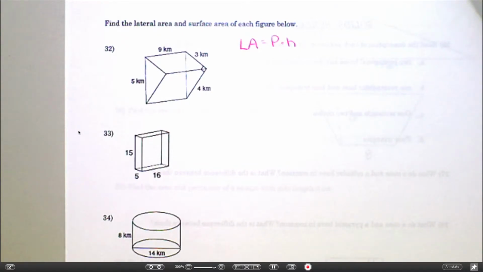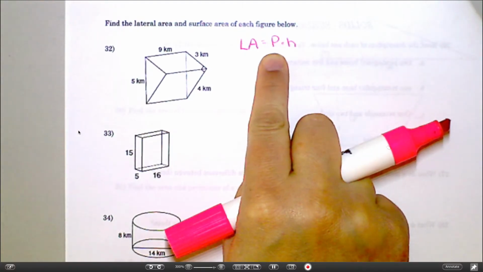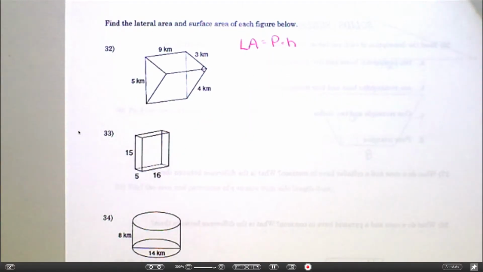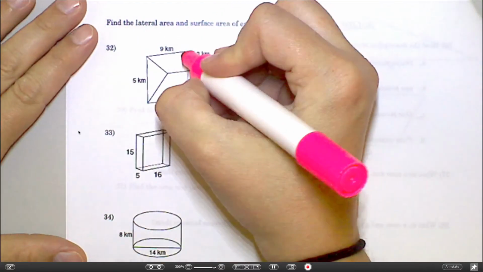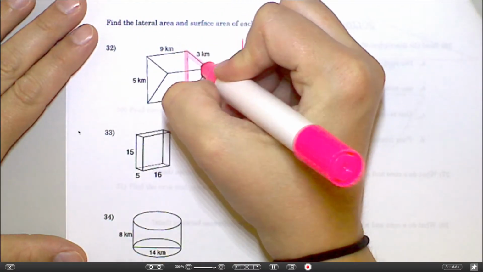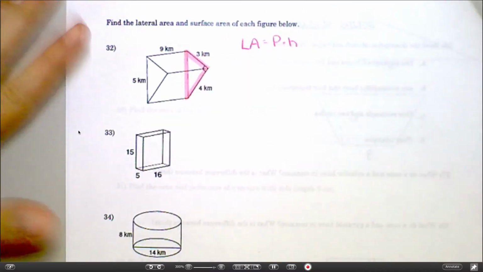Okay? So when I say perimeter, I mean perimeter of the base. What shape is the base in this figure? The triangle is the base. In a prism, the bases are always the two shapes that match each other. So I've got a triangle here and a triangle here. So this triangle here is the base.